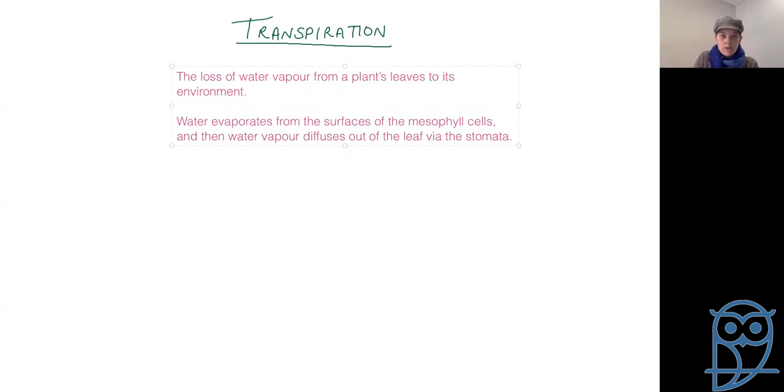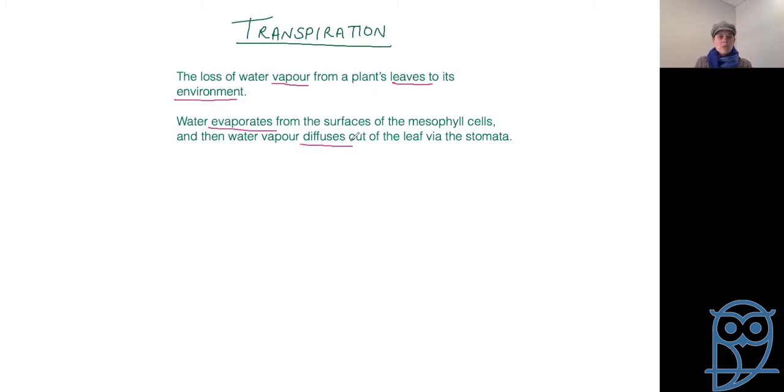So we're going to just pick out a couple of important pieces. Okay, it is the loss of water vapor, not the loss of water, okay, loss of water vapor from the leaves to the environment. Okay, and it's really important. We can't just lose drops of water. It's not liquid water that's leaving, okay? It's evaporation from the surfaces of the mesophyll cells and then diffusion out of the stomata. So that is what transpiration is.